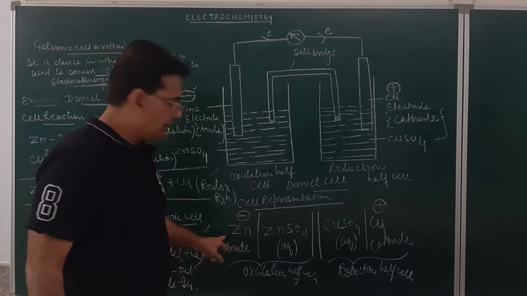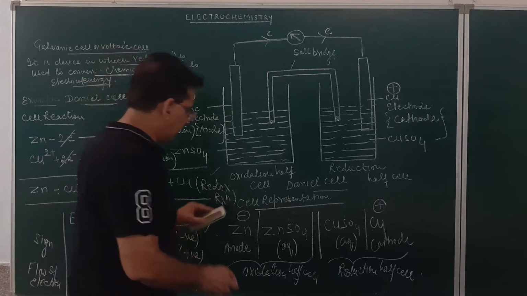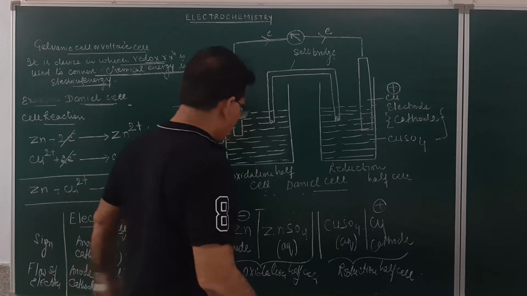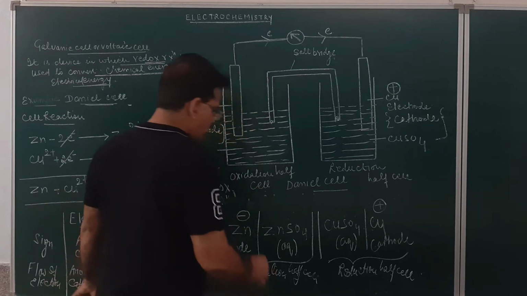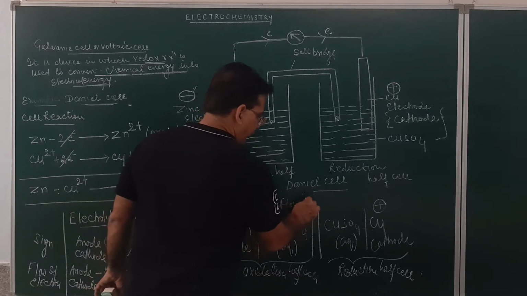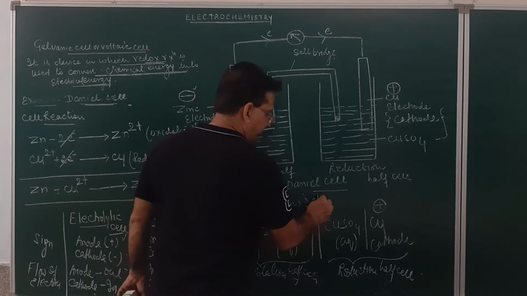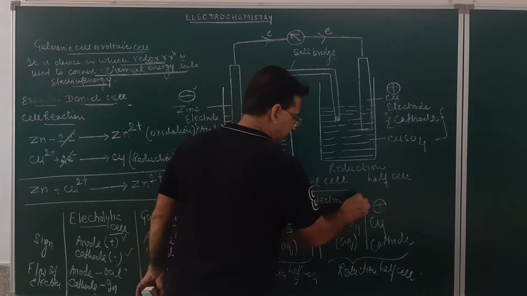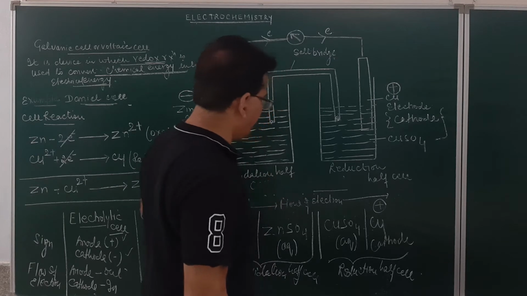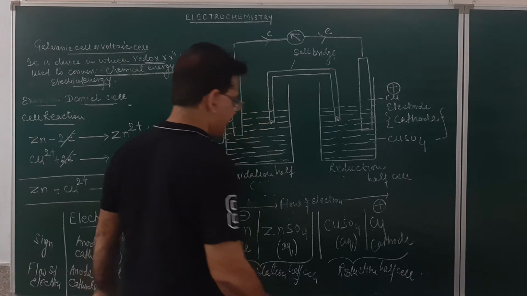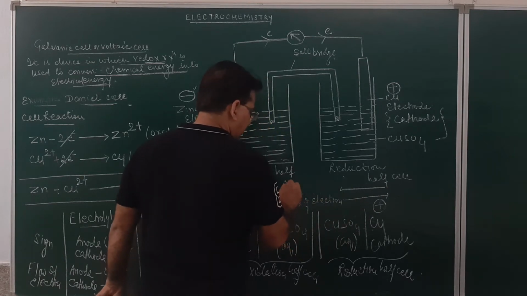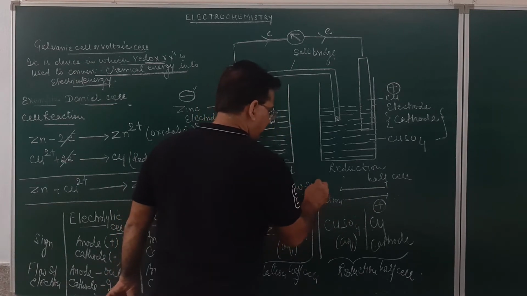Now, if you look at the flow of current and the flow of electrons, although that is not represented in the cell, if you want to represent it over here, the flow of electrons will be from zinc to copper. The flow of electrons will be from zinc towards copper. And the flow of current will be from copper towards zinc. The flow of current is opposite. This is the flow of current.